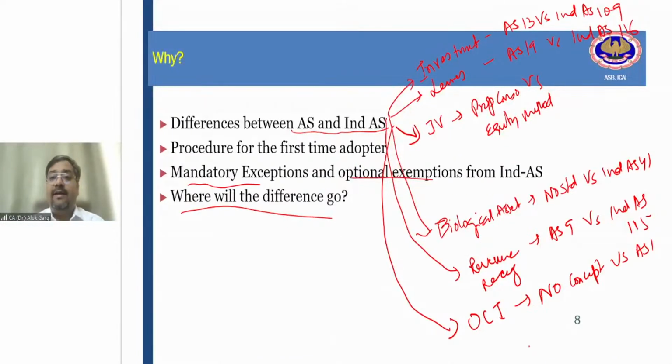Then we discussed why Ind AS 101. We discussed it because there are a lot of differences between AS and Ind AS, and you guys told me so many differences there, right? Then we discussed that this standard talks about the procedure for the first time adopter. This standard also gives some mandatory exceptions and optional exemptions, and this standard talks about where the difference will go on the transition date, right?